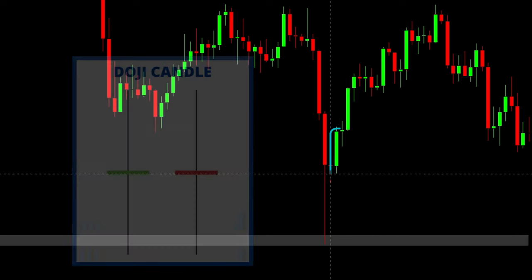So as you can see, we had a level that acted as resistance, broke resistance, flipped resistance to become support one time, two times. And then here on the third touch, we saw this beautiful bullish engulfing pattern. Let's take a look at a quick trade example, using our long position.